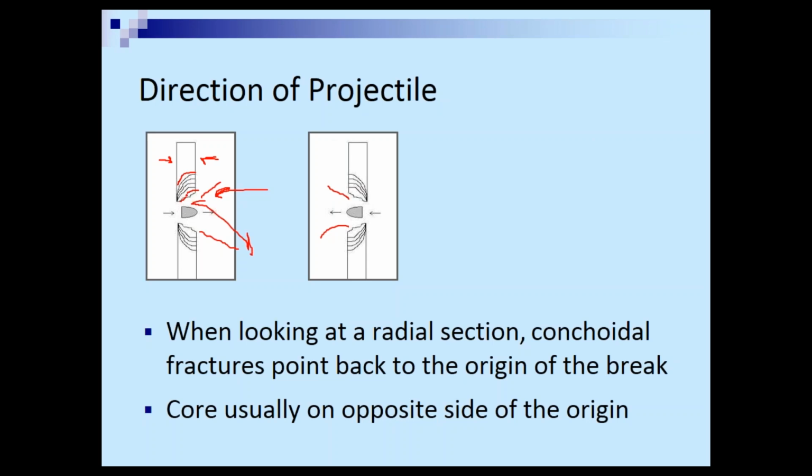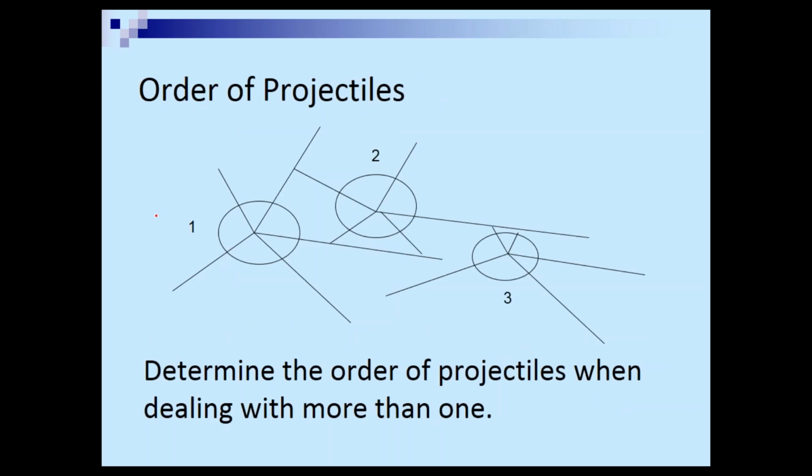Okay. So in that sense, you can ignore the cone, and if you see the conchoidal fractures originating from here, you know the bullet entered from this side. All right, and again, I may show you a picture and have you reconstruct which side the bullet entered from. All right, the order of the projectiles.